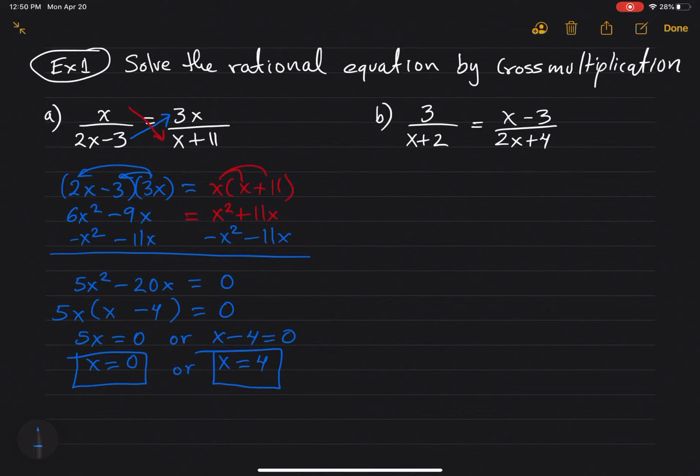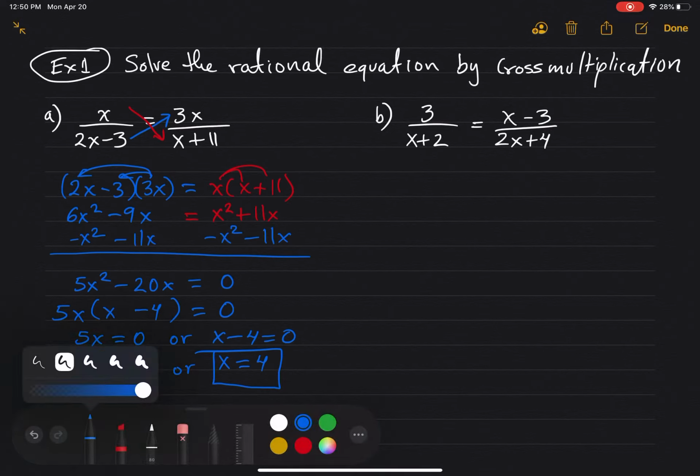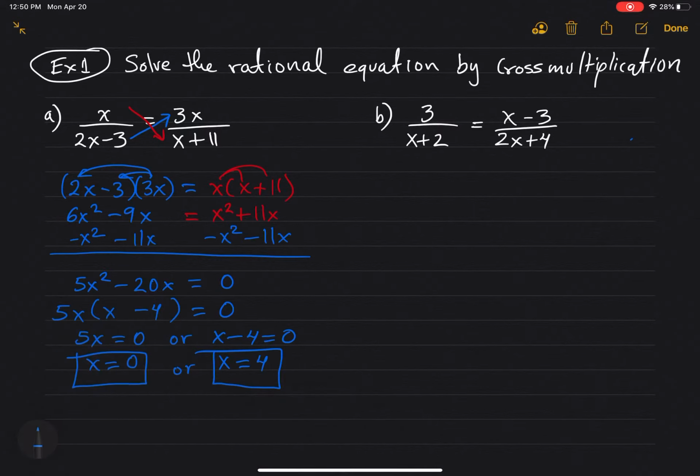So here are the two solutions: x equals 0 or x equals 4. On the next example, I'm going to show you how to check these answers graphically on a graphing calculator. But for now, let's go ahead and solve example 1b. If you multiply this way, you get 3 times (2x plus 4). And if you multiply this way, you get (x plus 2) times (x minus 3). Since I already have the color on the right side, I'm going to start distributing the right side.